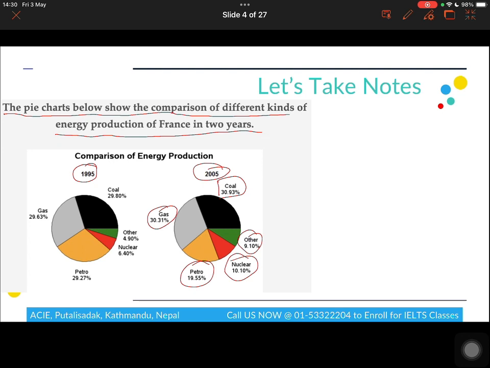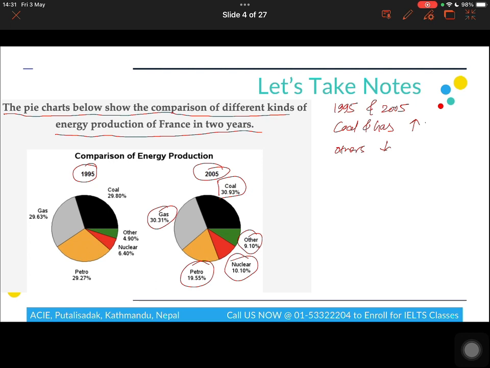All right, now in this case, if we see in the year 1995 and in 2005, coal and gas both had the highest proportion, right? And similar proportion in both the years, whereas others has the least proportion in both the years, right? So the highest proportion of energy production was from coal and gas in the year 1995 and 2005, and the least production was of others, right?